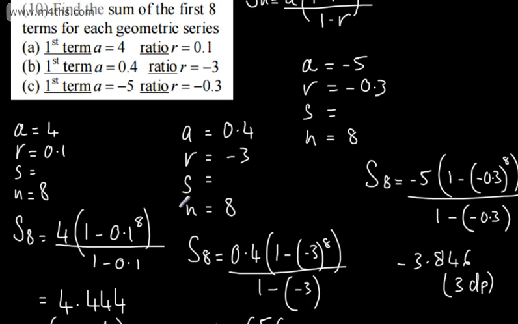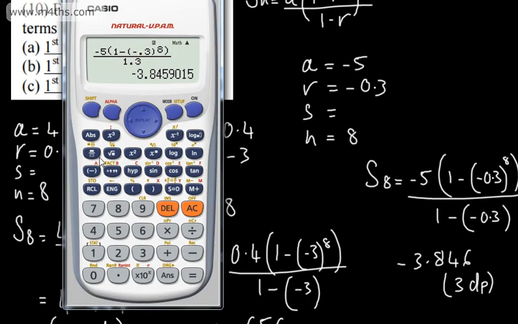If I wanted, I could have gone the other way round with this. So what I could have done instead is -5. And then I could have done now the ratio, which is -0.3 to the power of 8 minus 1 over the ratio minus 1, which is the -0.3, and then subtract 1. We would get exactly the same answer. That is just the formula written the other way around, and as you can see, same answer.